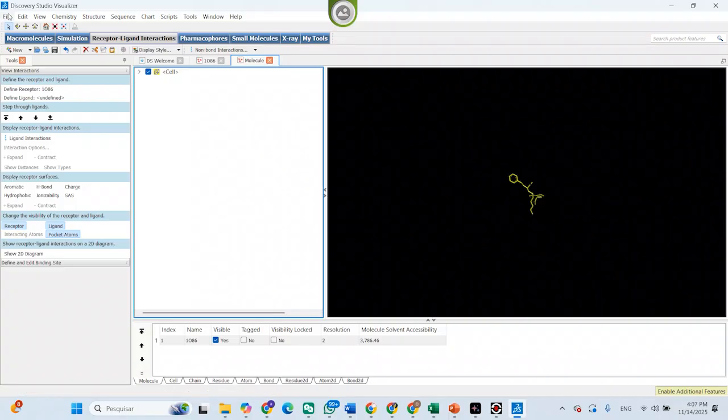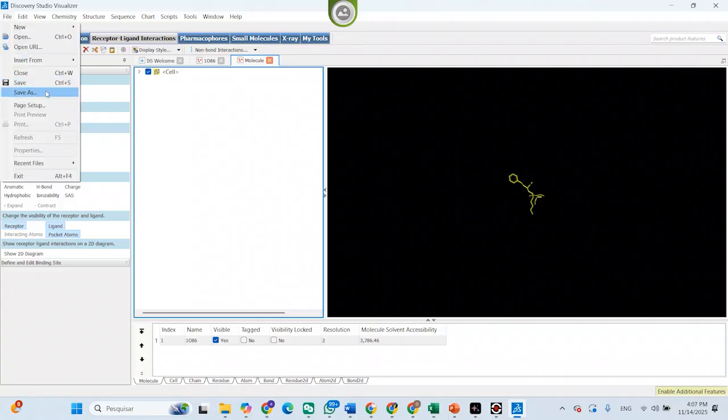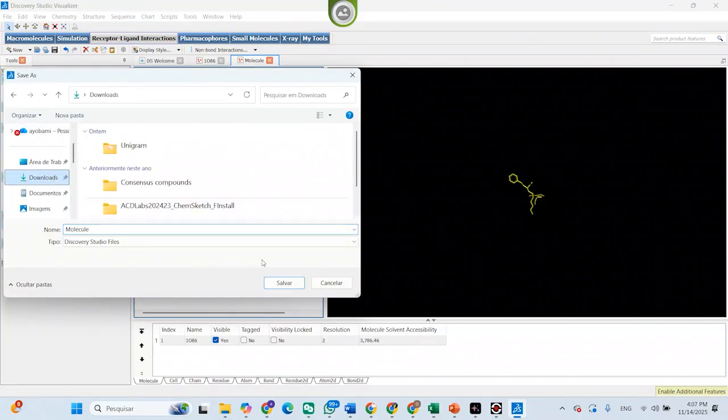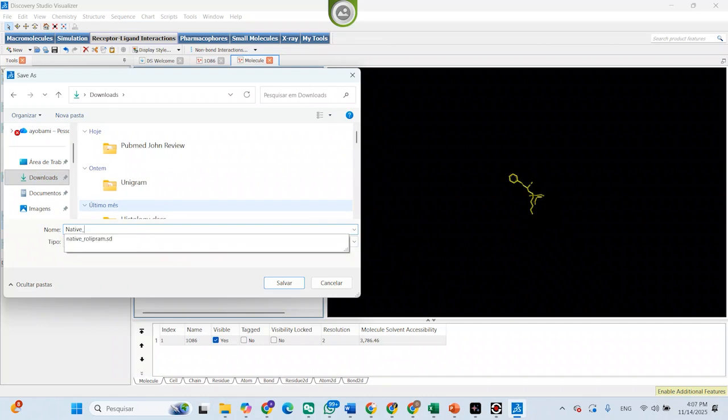Okay, I've removed this lisinopril. Now let me save it. I'll say save as lisinopril. Let me save it under my downloads. Let me say native ligand. We call it the native ligand. Let me say native underscore ligand, or you can give it the name lisinopril.